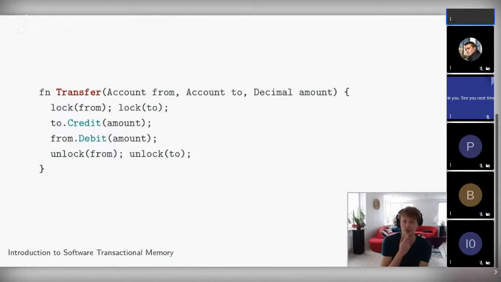So does this solve our problem? We first lock the from account, then we lock the to account, then we do our business logic, and then we unlock again.